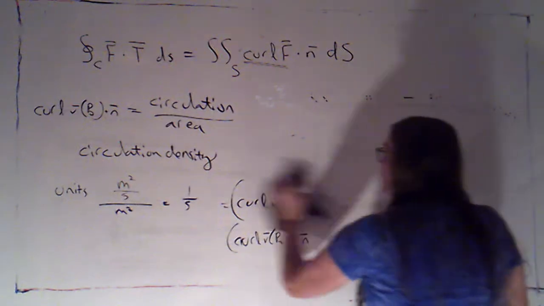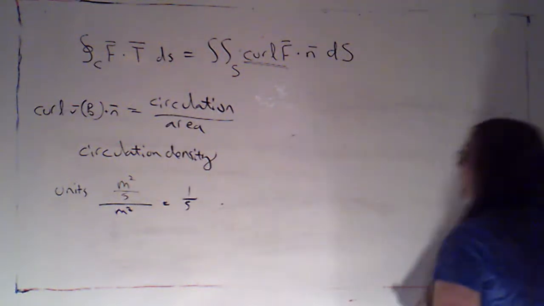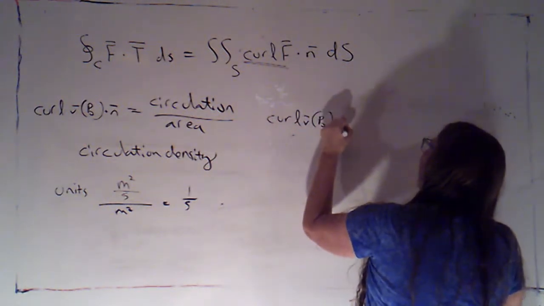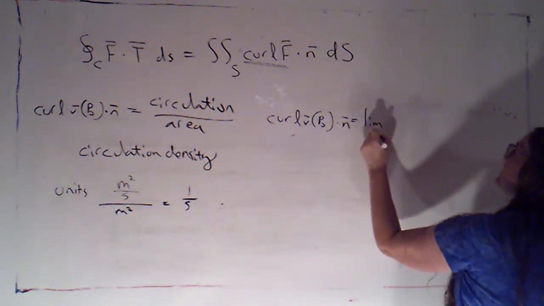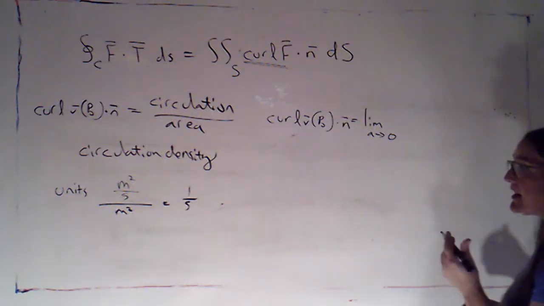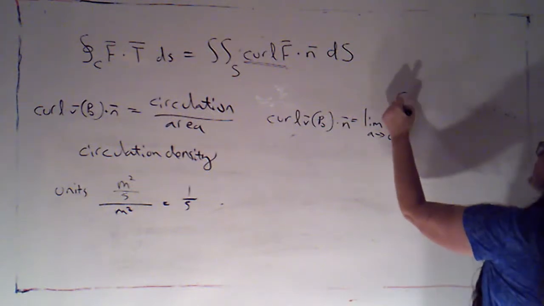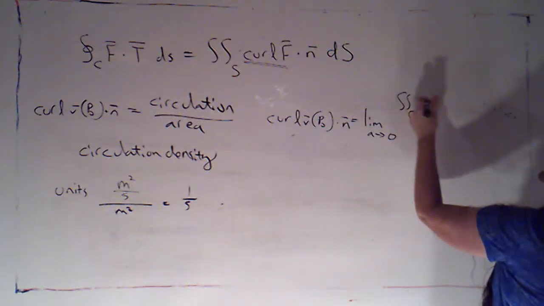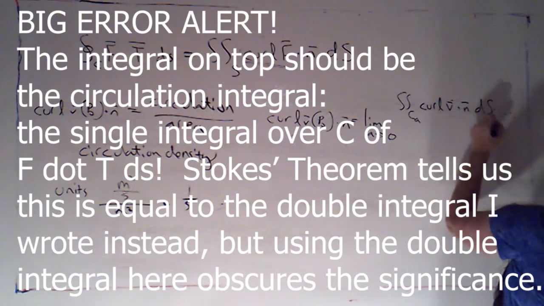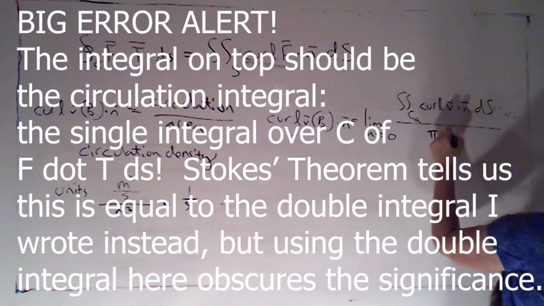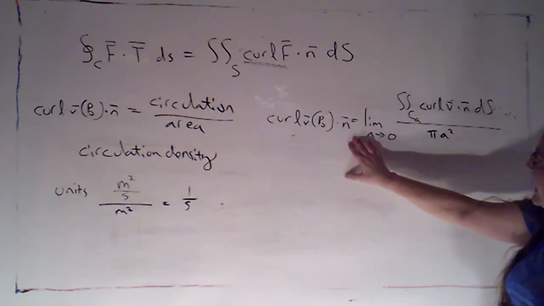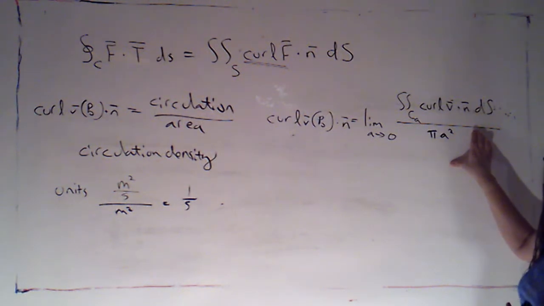Okay. So this is just sort of approximating things, but we can actually formally define what curl of f dotted with n is, because I can say curl of v at p naught dotted with n is just going to be the limit as a goes to 0, as I make the radius of that disk smaller and smaller and smaller, of the circulation, which was this integral, divided by the area, which would just be pi times a squared.